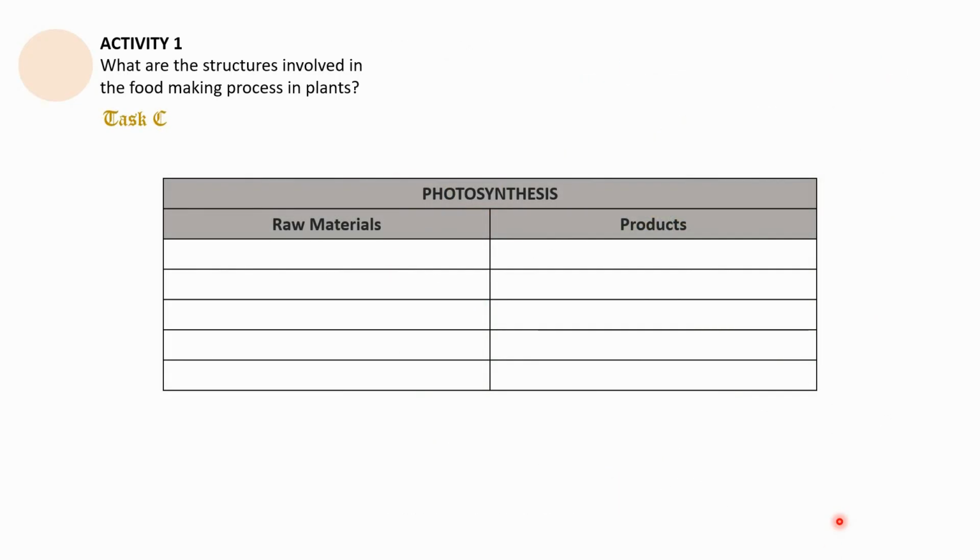Task C is regarding photosynthesis. So what you need to do is you need to list down the raw materials for photosynthesis, and the products of photosynthesis. As simple as that.